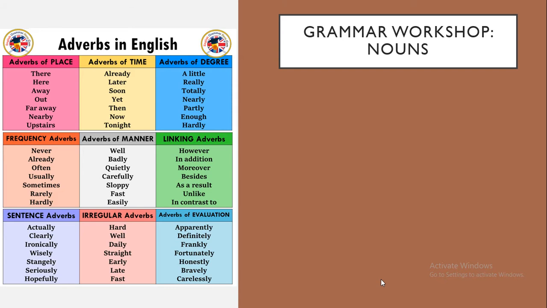You have some examples over here, such as nearly, enough, however, apparently, actually, carefully, quietly. Those are all ways to describe how things occur. Let's look at some examples. Excuse the typo at the top. This should say grammar workshop verbs, not nouns. For each sentence, you're going to identify the adverb.